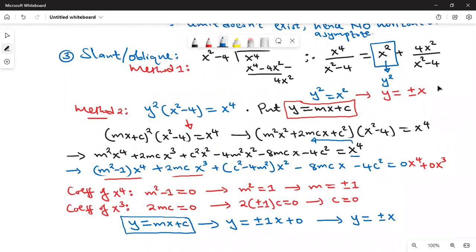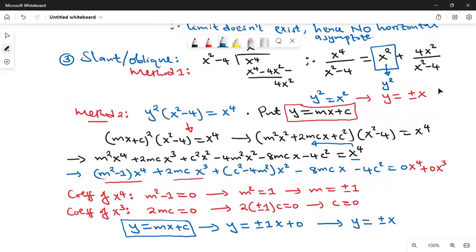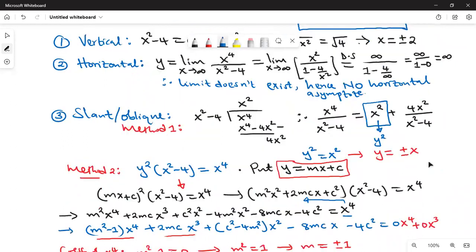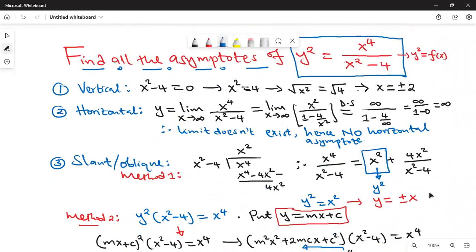So method 2 seems to be very long, but we get the same answer, the same as what we got in method 1. So those are the asymptotes for the given function. Remember, this function is implicit, and this is how you need to find the asymptotes, especially when it comes to the slant asymptotes. Take note of what we have done. Instead of saying y is equal to x squared, we have said y squared is equal to x squared.